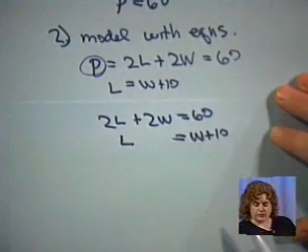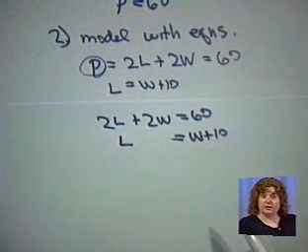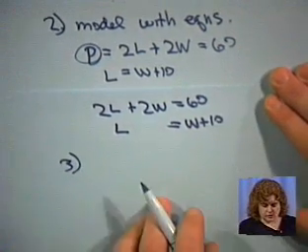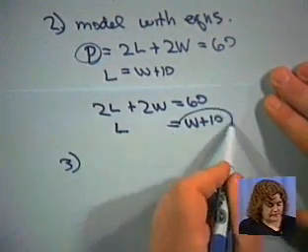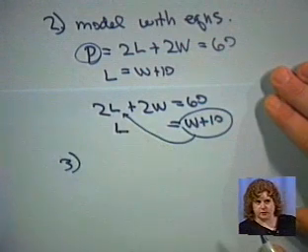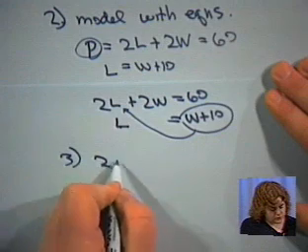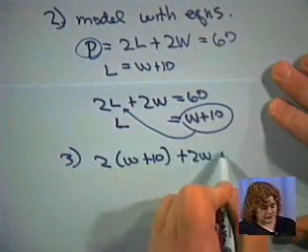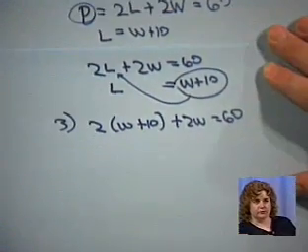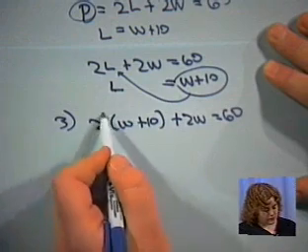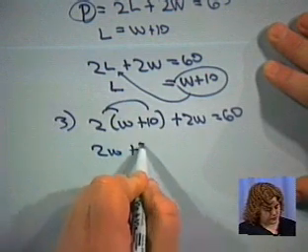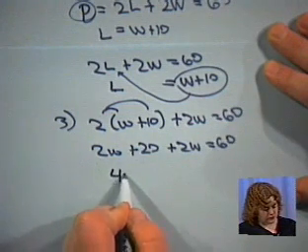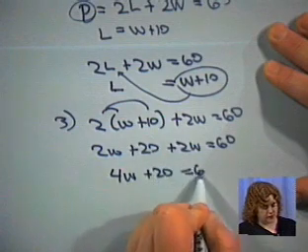Well, this system is already set up in a way that suggests let's solve by substitution. And step 3 is to solve. So we'll just substitute for L the W plus 10 in the first equation. So we'll have 2 times W plus 10 plus 2W is equal to 60. This is an old familiar type of equation. We have one variable. We'll use our distributive property. 2W plus 20 plus 2W is equal to 60. Combining, we have 4W plus 20 is equal to 60.